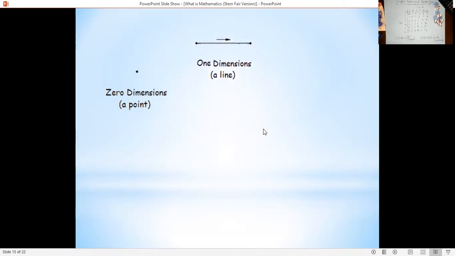So what would a 2-dimensional space be? Well, what I did here is I took the 0-dimensional space, I moved it, and when I connected them together, that created a 1-dimensional space. Now this is my 1-dimensional space, this line, and I'm going to move that line in another direction.